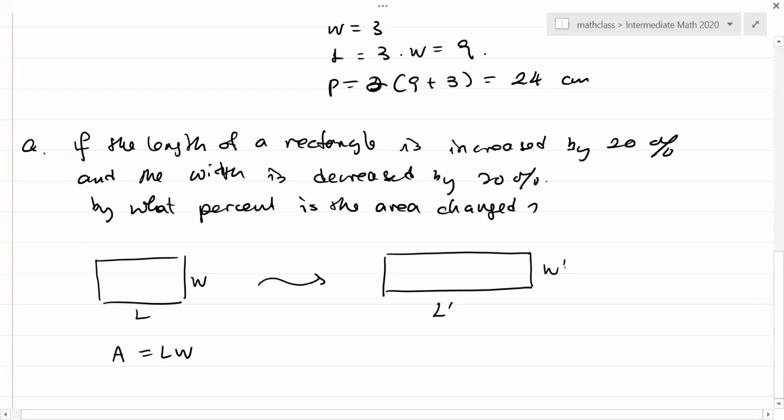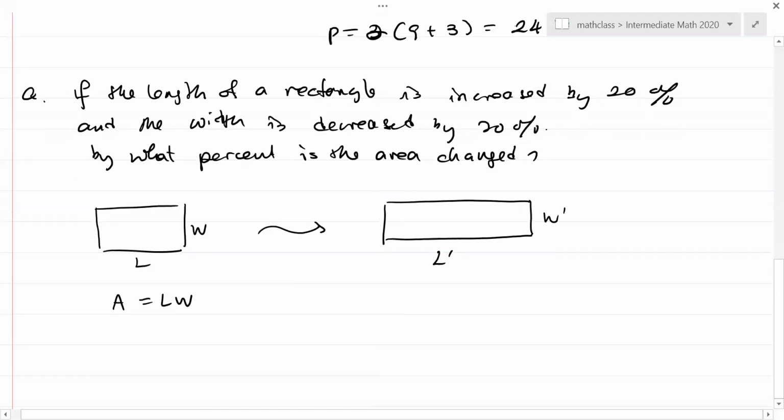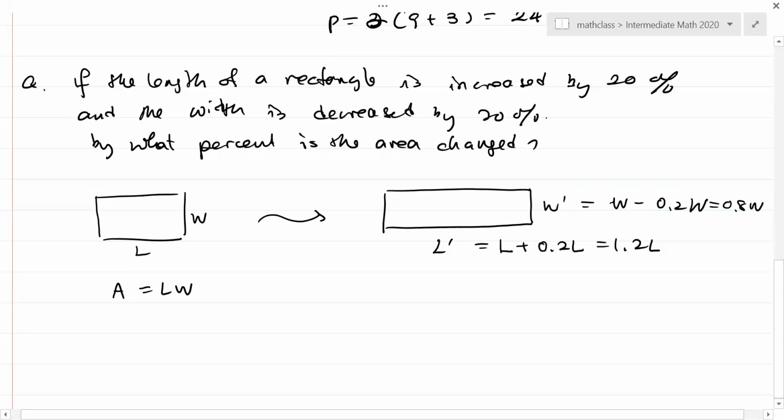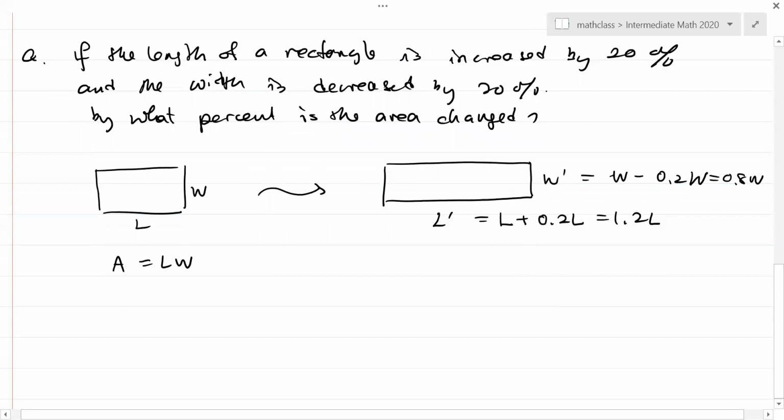Now, what is the relationship between L and L prime? The length is increased by 20%. Increased by 20% means the original length plus 0.2 L, which is 1.2 L, okay? So the length is 1.2 times the original length. The width is decreased by 20%, minus 0.2 times W, which is going to be 0.8 W. So the new width is going to be 0.8 times the original width.